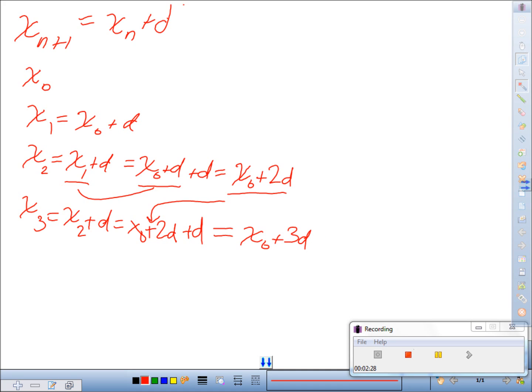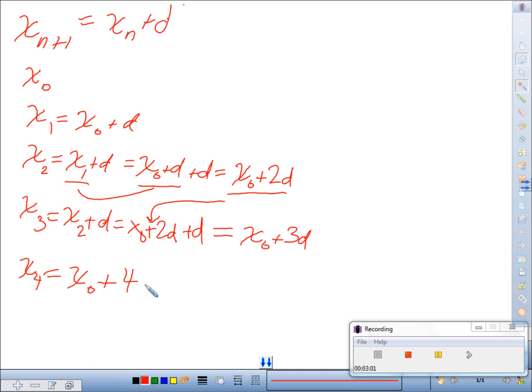So let's look at this very quickly. X naught is the population in the 0 generation. In the first generation, the population is x naught plus b. In the second generation, the population is x naught plus 2b. In the third generation, the population is x naught plus 3b. And can we guess what the population in the fourth generation is going to be? X naught plus 4b, right?